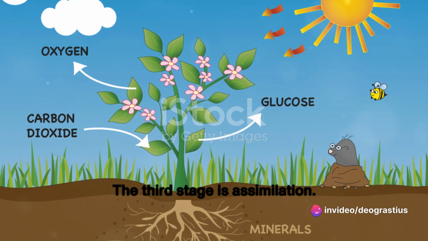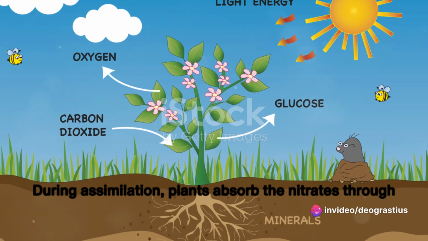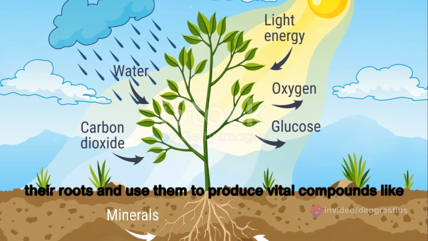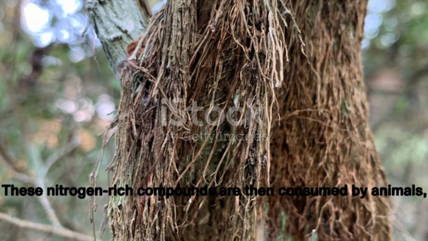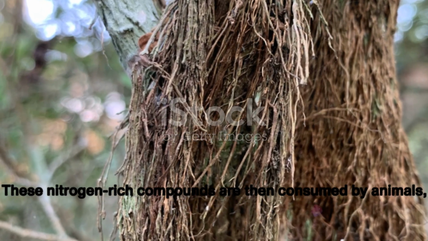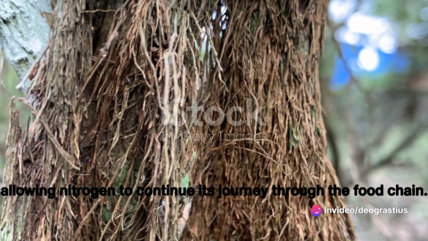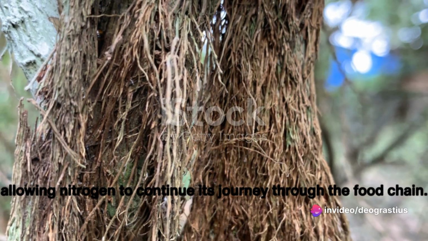The third stage is assimilation. During assimilation, plants absorb the nitrates through their roots and use them to produce vital compounds like amino acids and proteins. These nitrogen-rich compounds are then consumed by animals, allowing nitrogen to continue its journey through the food chain.